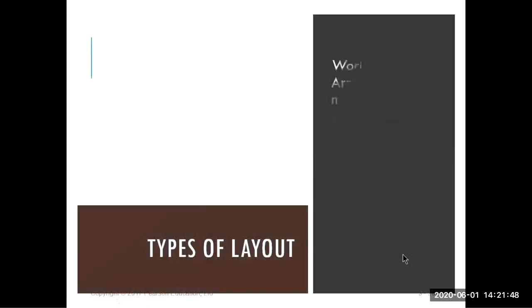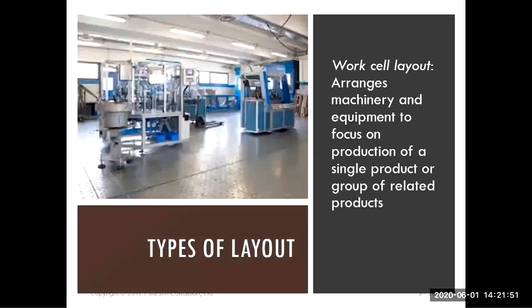Next, work cell layout. This is in manufacturing. They arrange a few machines and equipment for a similar process, to produce a related group of products. Not only one product, maybe a few but similar products. A similar process to produce a similar product, so they group together. That is a cell layout, based on a certain product or a certain machine.